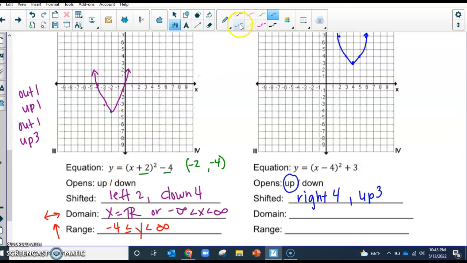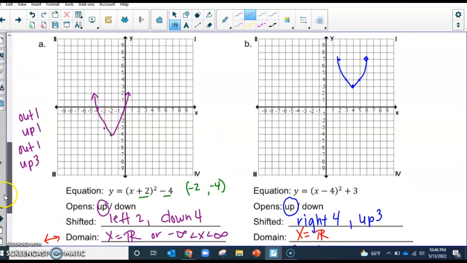I forgot this one over here. This one is also opening up because there is no negative in the front. For my domain, a parabola is always going to be x equals all real numbers. And my range, this guy's starting at positive 3, and ending at infinity. All right, so that is A and B for you.